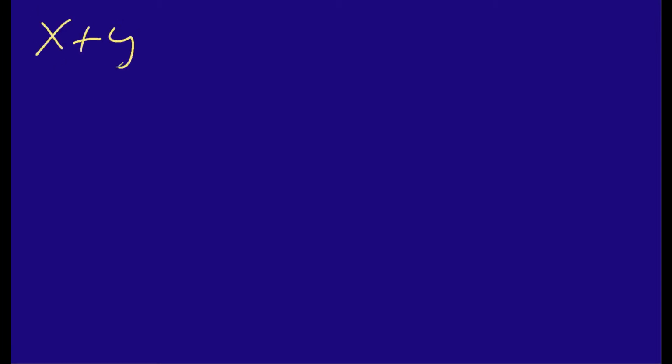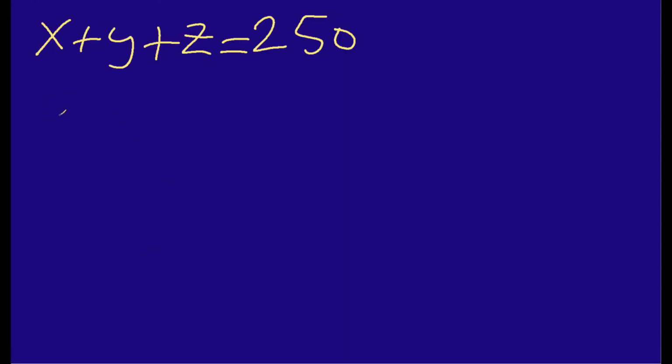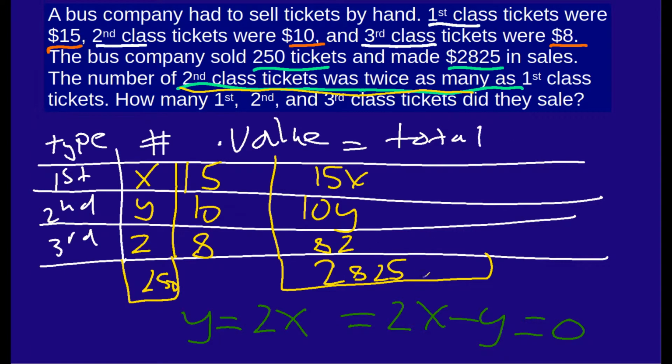x plus y plus z equals 250. This is one of my equations. This is the first column right here of my data that I have. And so my second equation is going to be 15x plus 10y plus 8z equals 2825. Now, where does that come from? It comes from this column right here. And then the last equation is going to be this guy down here at the bottom, right here. We solved him a few moments ago.